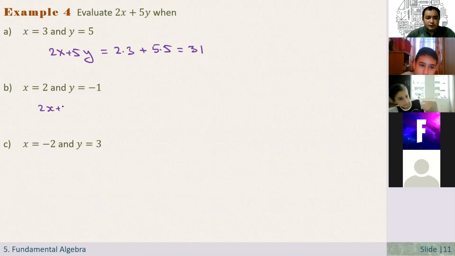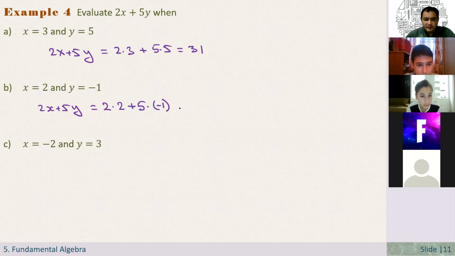What is 2x plus 5y when x equals 2 and y equals -1? First substitute, and after that simplify. Okay, evaluate: 2 times 2 plus 5 times -1. That's equal to 4 plus open bracket minus 5. Okay, what is 4 minus 5? 4 minus 5 is minus 1. Okay, how about C?